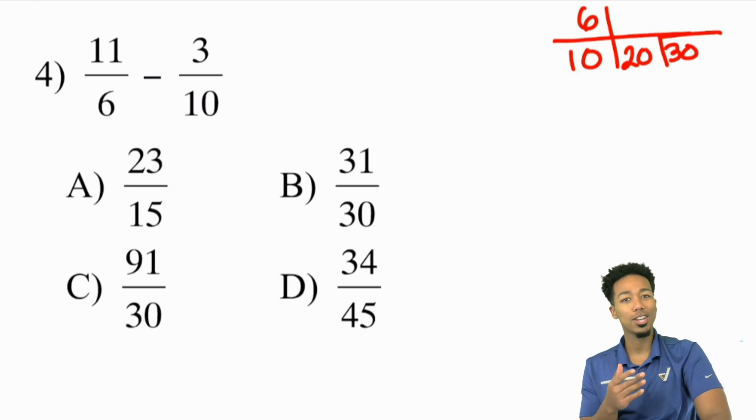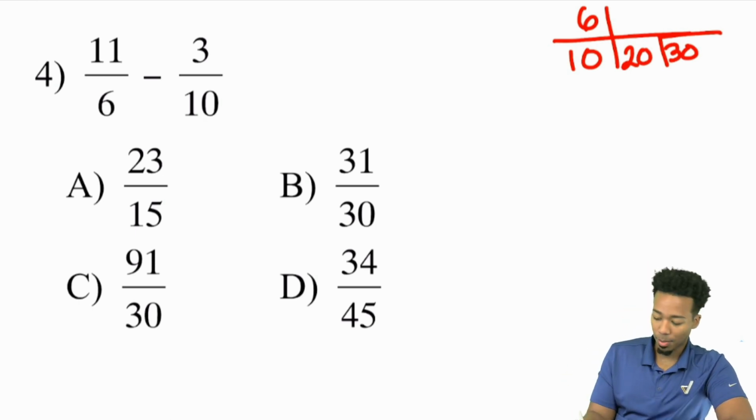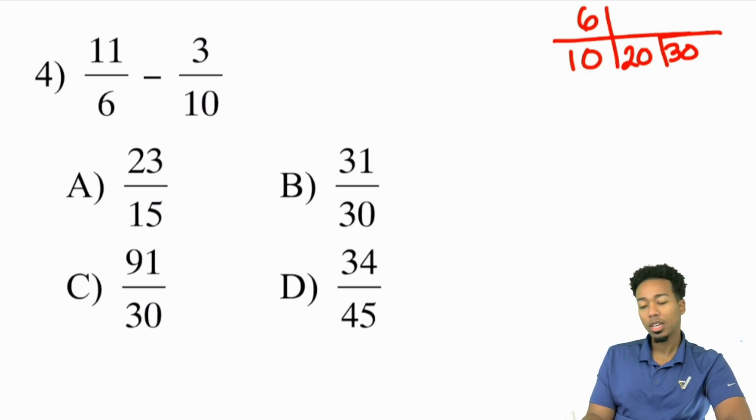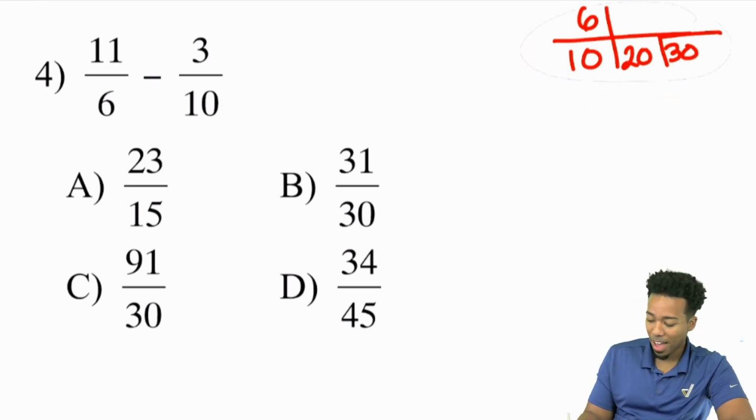So notice my strategy here. To find the least common denominator, I took the bigger number, and I started finding the multiples of it, and I asked myself, okay, can the other number go into this one? No. How about this one? No. How about this one? Yeah, it can. And that's the fast way to do it.